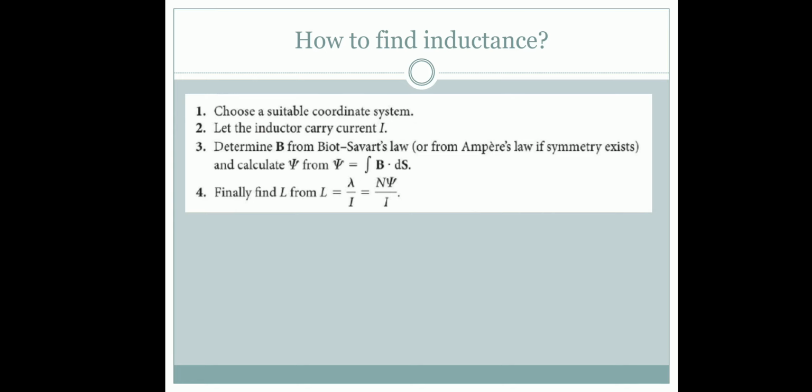Then due to this I, there should be a magnetic flux density, and we need to find this magnetic flux density either using Biot-Savart's law or the Ampere's law. Then after finding this flux density, we need to find the flux associated with the circuit. Then we need to find what is the total flux. Then the total flux divided by current in that circuit is the self-inductance of that conductor.